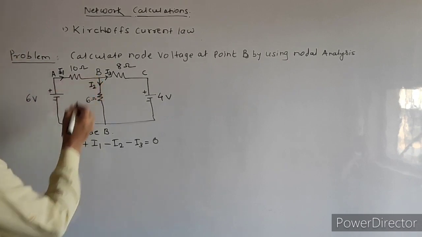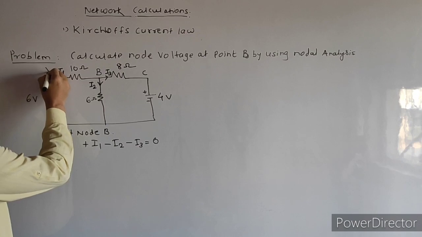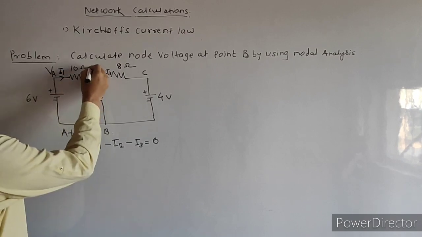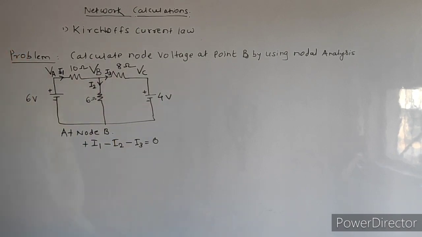Now what can be my I1? So let us say the voltage at point A is VA, voltage at point B is VB, and voltage at point C is VC.